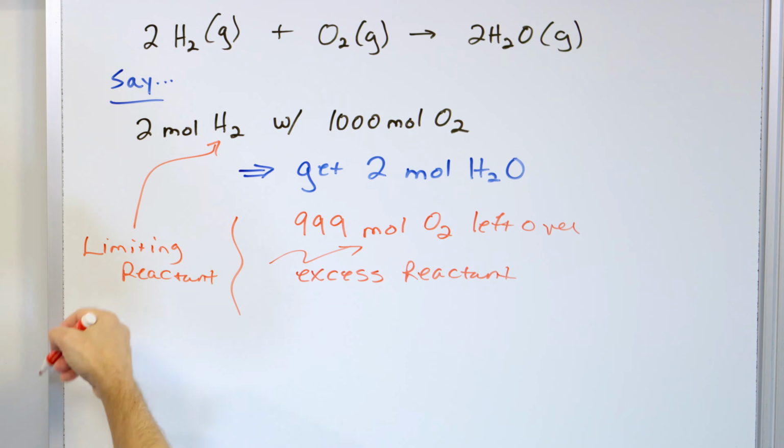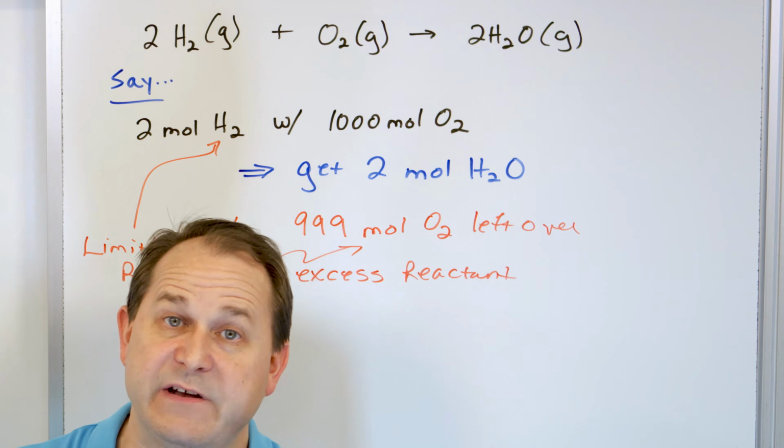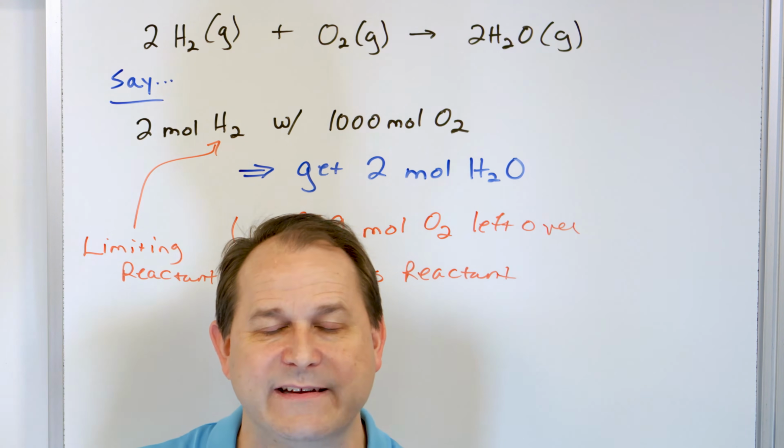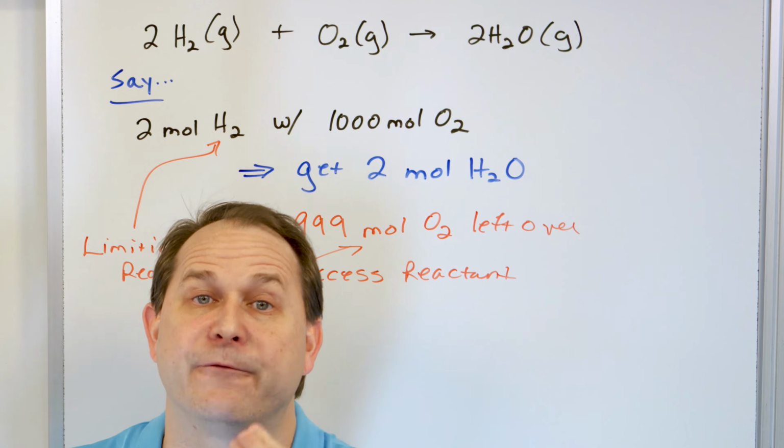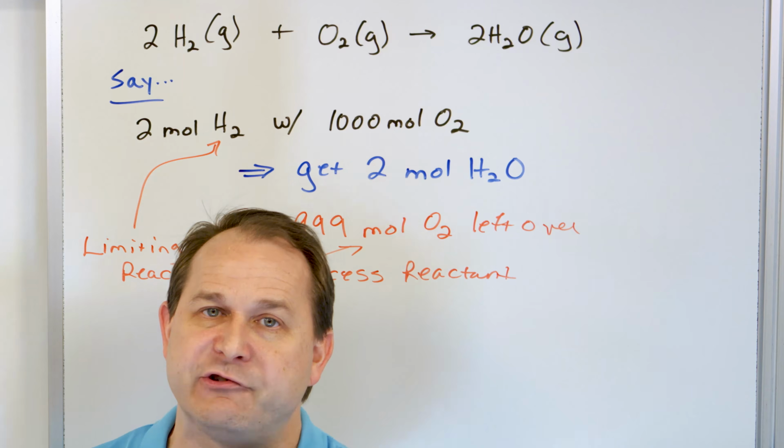Why is it the limiting reactant? Because the definition of the limiting reactant is the reactant present on the left-hand side of the chemical reaction that runs out first. And when it runs out, the reaction stops.